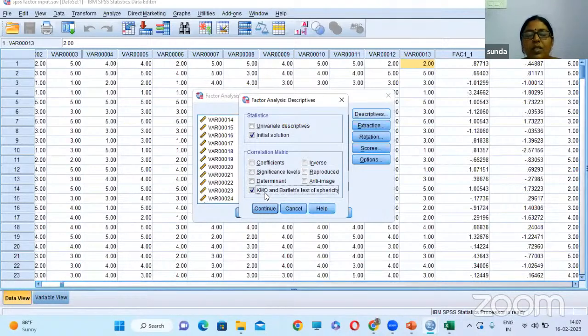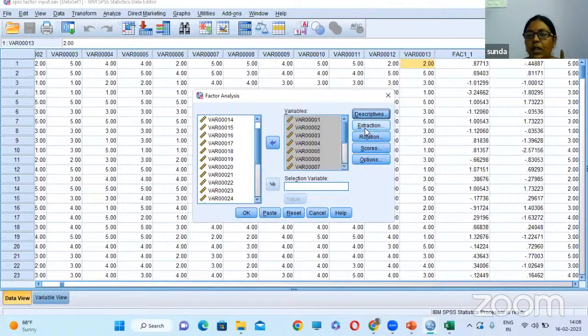So this KMO Bartlett's test will tell you whether your sample is adequate enough to proceed with factor analysis. If the sample adequacy is met, that is the first step we have to proceed with. So that we have to accept.